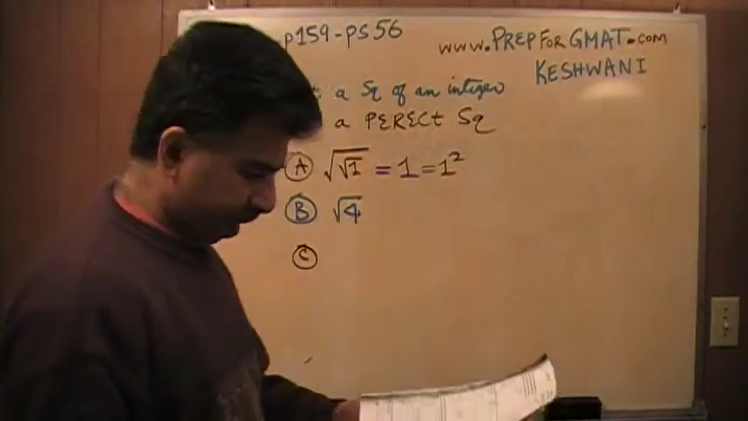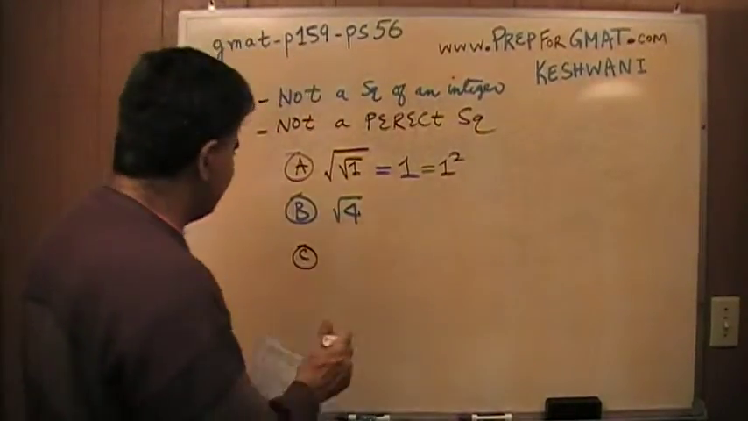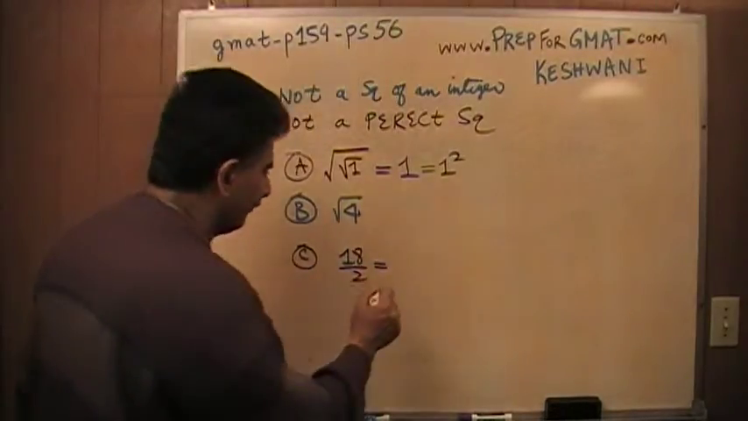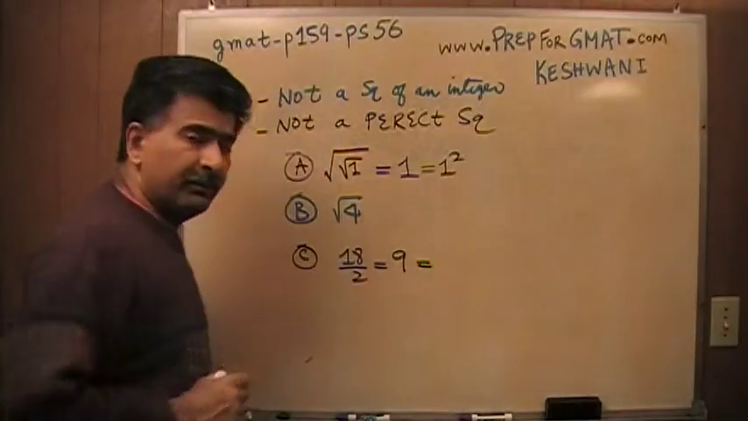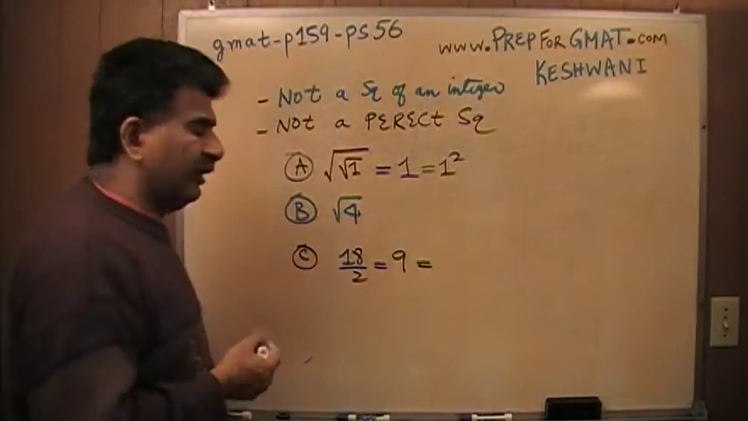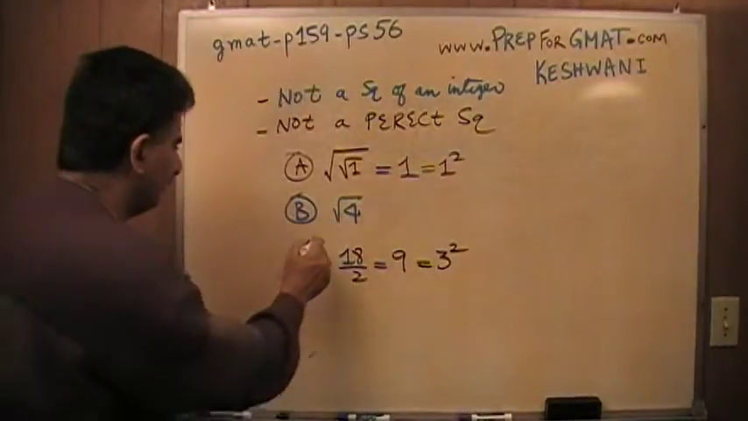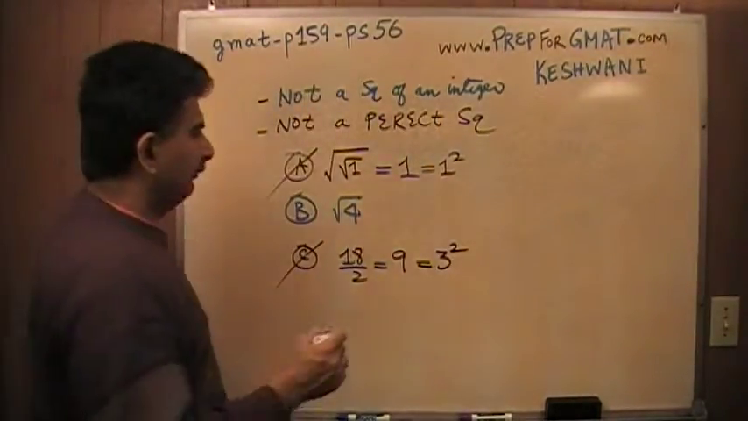C says 18 over 2, which of course is 9. Is 9 a perfect square? Of course it is. 9 is a square of an integer. 9 is a square of 3. So that doesn't work. Let's look at D.